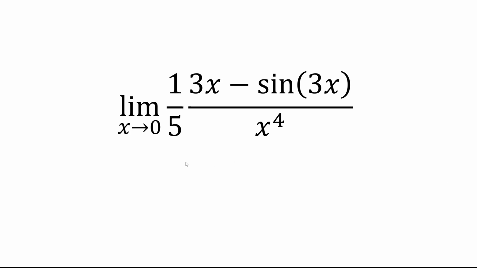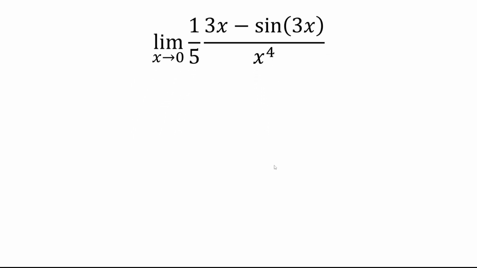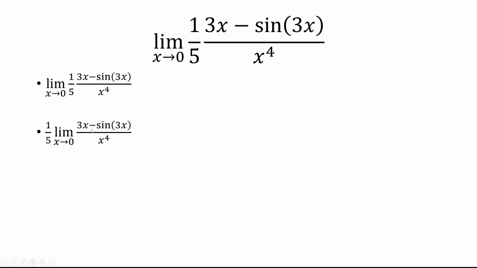In this video, I want to find the limit as x approaches 0 of 1/5 times (3x minus sine 3x) over x to the fourth. So let's first factor out the 1/5. And if I plug in x equals 0, I get 0 over 0. So I'm going to use L'Hopital's rule. The derivative of the top is 3 minus 3 cosine 3x, and the derivative of the bottom is 4x cubed.